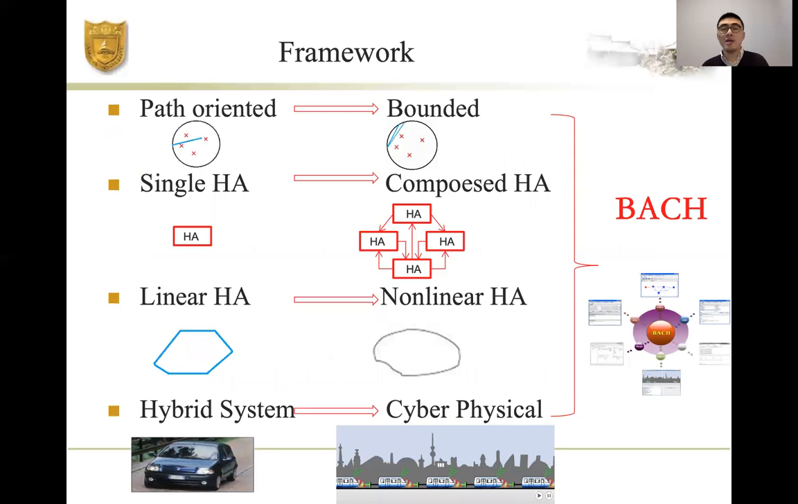Okay, in the work I talk about today, we only give a few points of our whole work. We have a complete systematic work. We have methods from path-oriented to bounded. We have verification from single hybrid automata to composed hybrid automata. We have work from linear to nonlinear. We have also extended work from hybrid systems to self-feasible systems. And all these methods are implemented in our toolset BARC, which, as I mentioned, is a boundary richly checker.